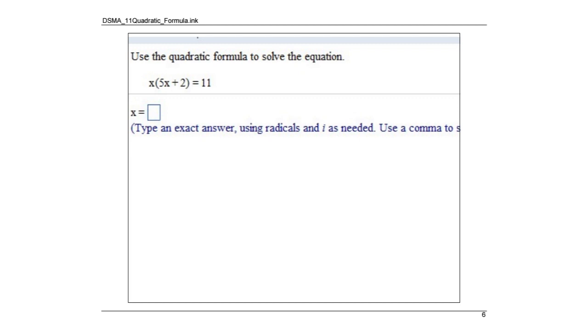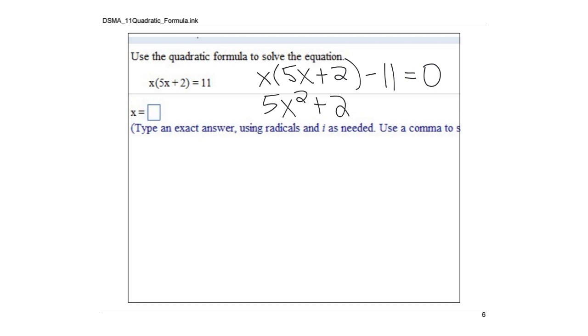All right, let's try this one. So it is not in standard form, plus we need to do a little bit of work. I'm going to go ahead and subtract the 11, move it over to the other side, and then I need to distribute that x. So we get x times 5x gets us 5x squared, x times 2 is 2x. I have minus 11 because I moved that over, and now I'm going to put this into the quadratic formula because it does not factor.